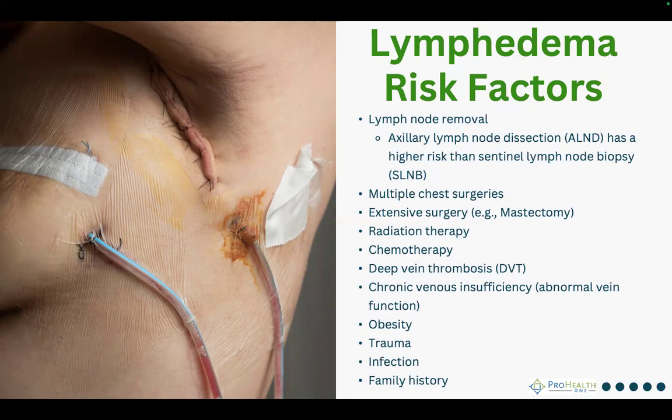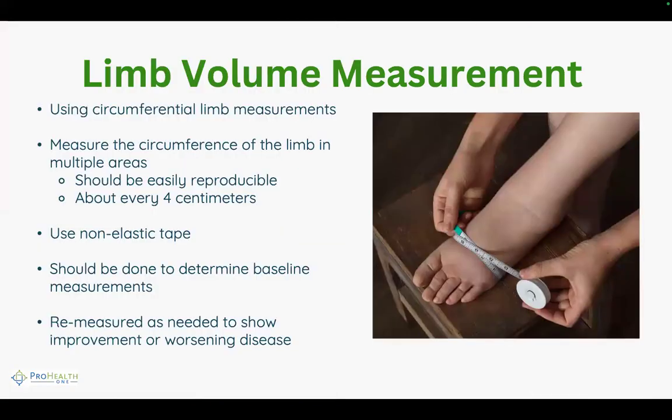increases the risk. So axillary lymph node dissection is taking out all lymph nodes versus just taking one with a sentinel lymph node. Having multiple surgeries obviously destroys the system. Extensive surgery, radiation, chemotherapy, DVTs are a big one too, because it causes congestion in the venous system, which feeds into that lymphatic system as well. Chronic venous insufficiency, different kinds of trauma, obesity, infection, and then obviously family history contributes to your risk of having lymphedema.